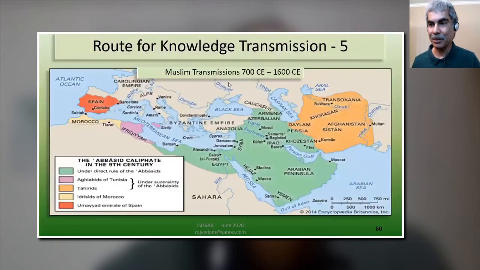And then we also know Muslim transmissions from the time Bin Qasim came to Sindh all the way to 1600 current era. Enormous transmissions and translations of Sanskrit texts into Persian and Arabic took place. And this was a Muslim empire all the way from India, Sindh over here, through Arabia, through Northern Africa to Spain. This is all Islamic, Abbasid Caliphate.